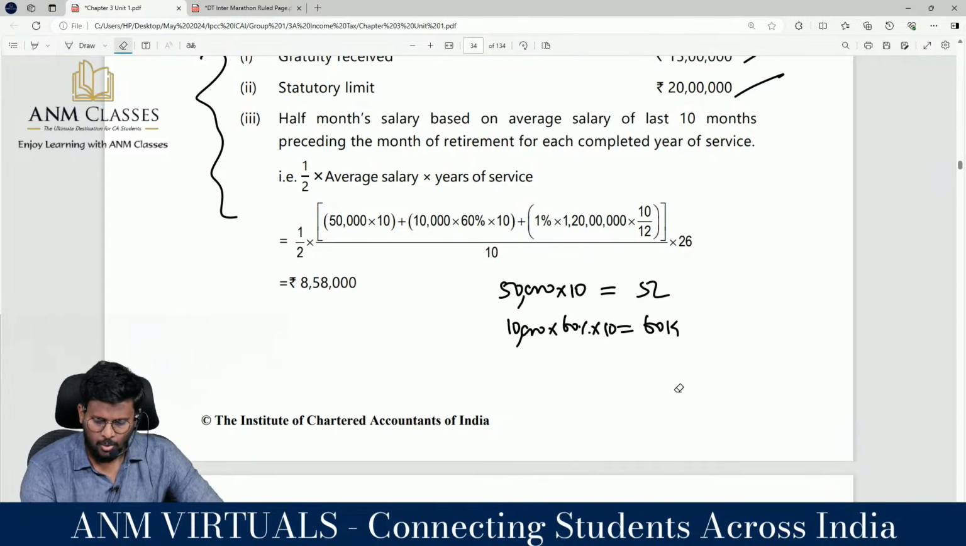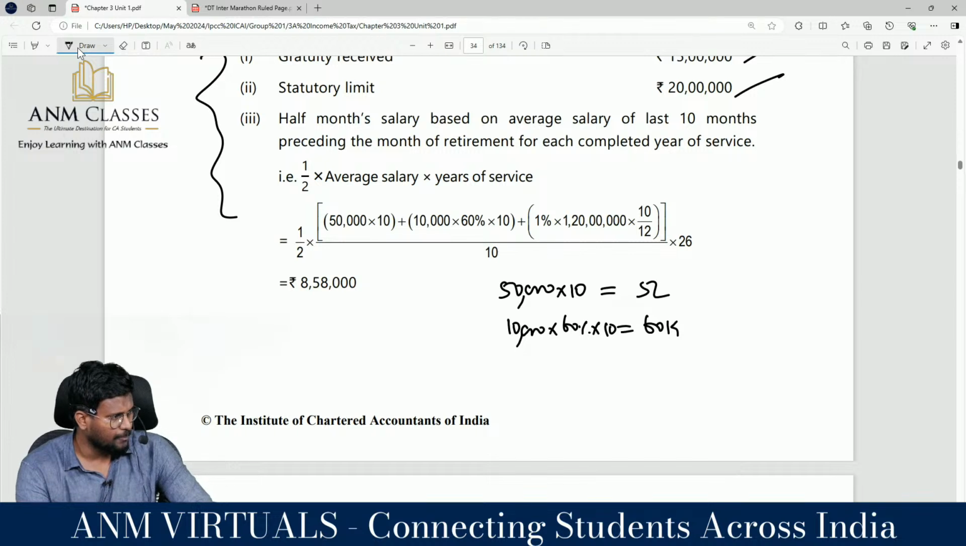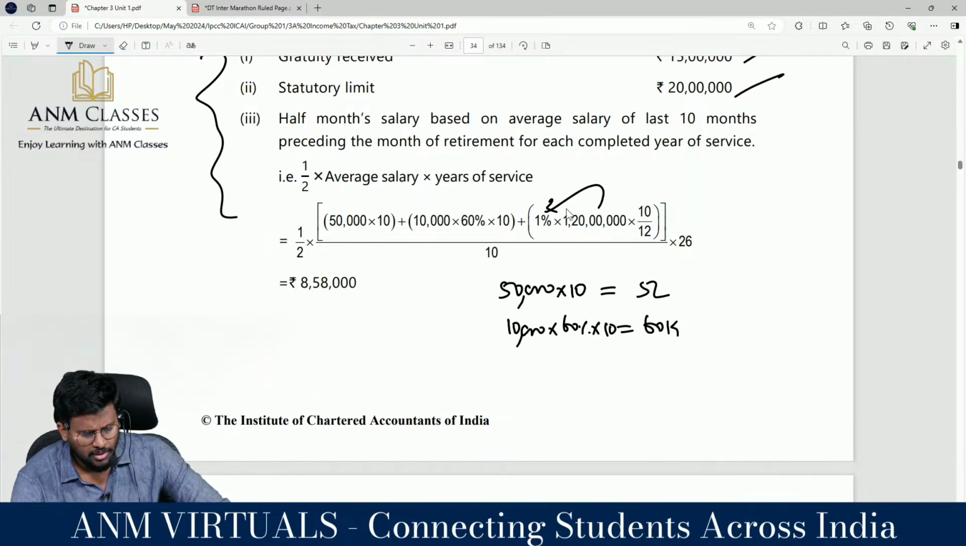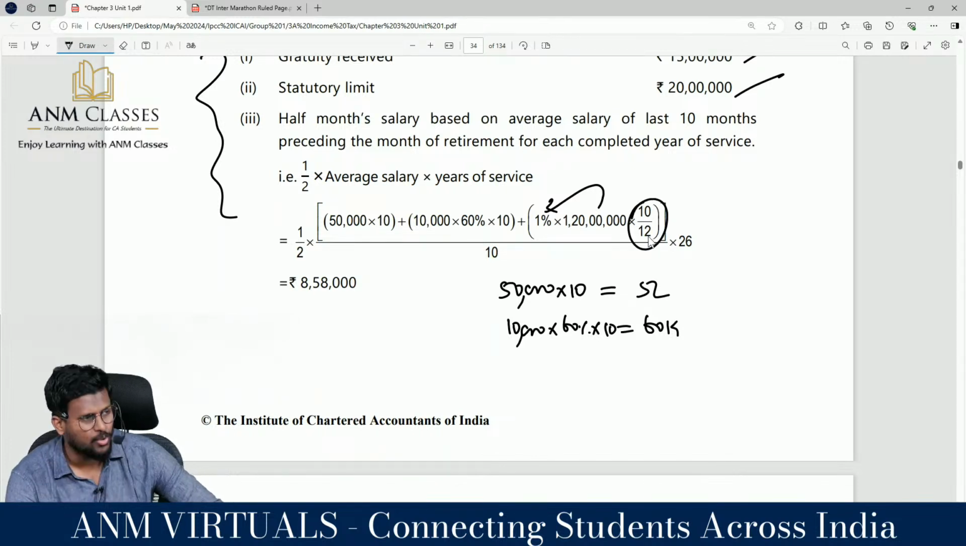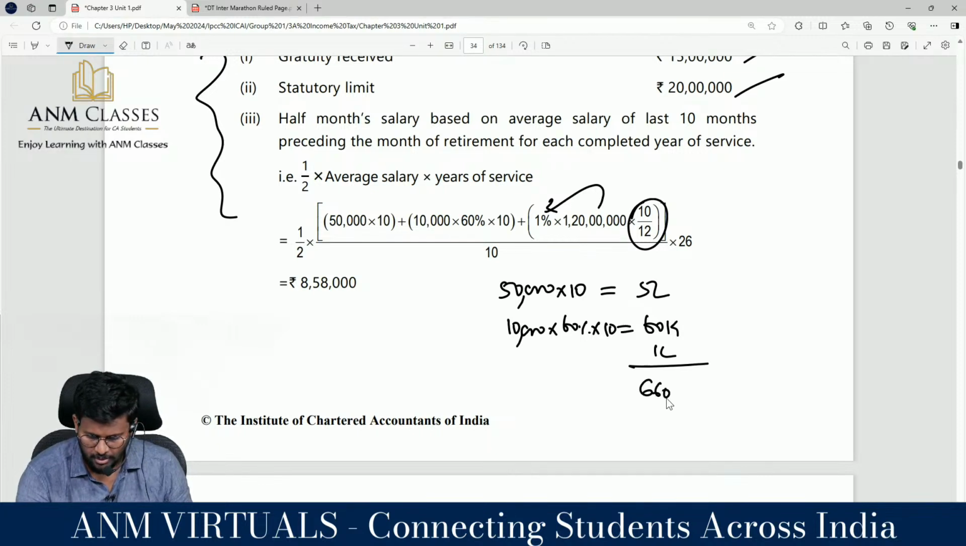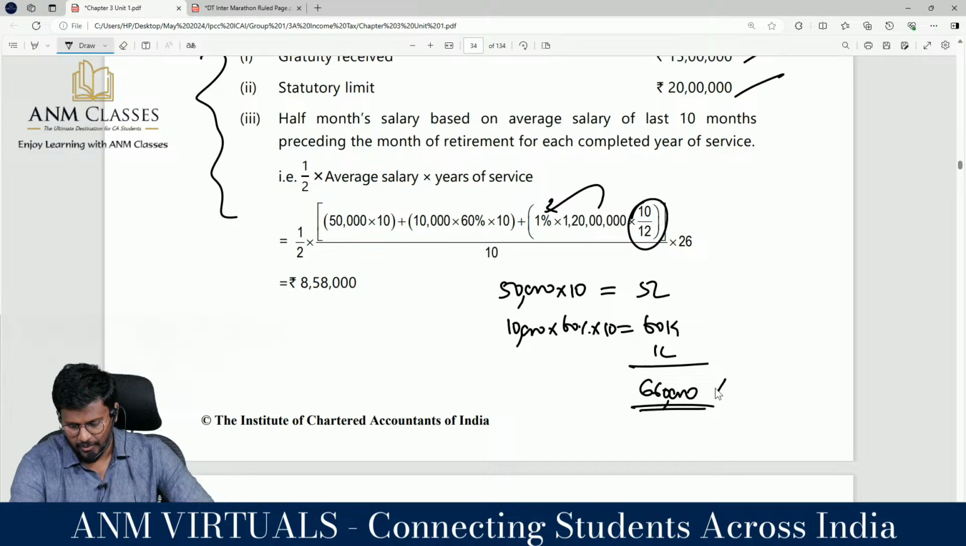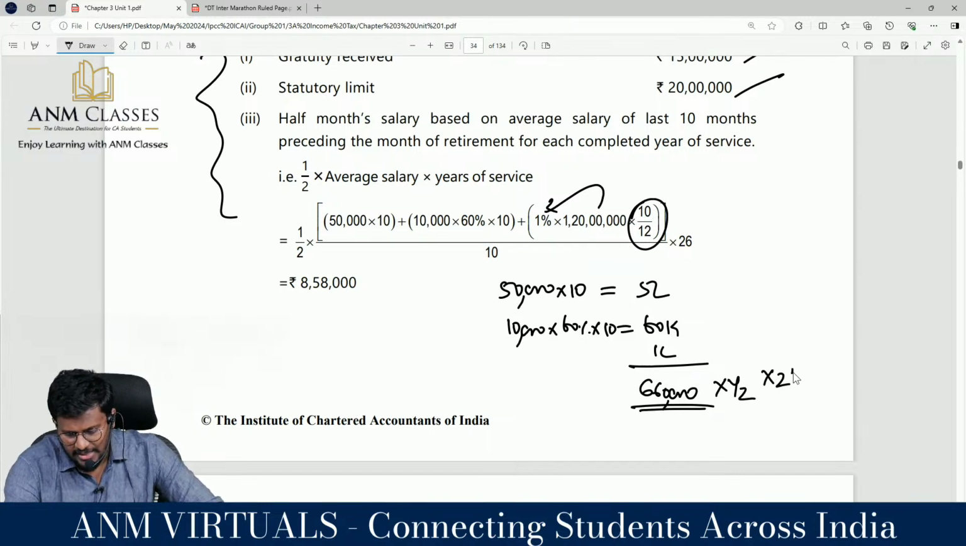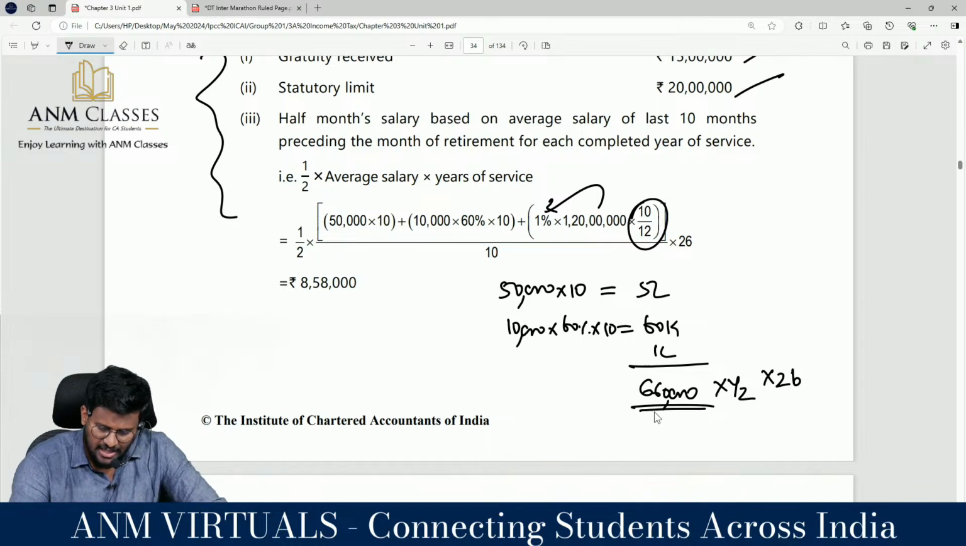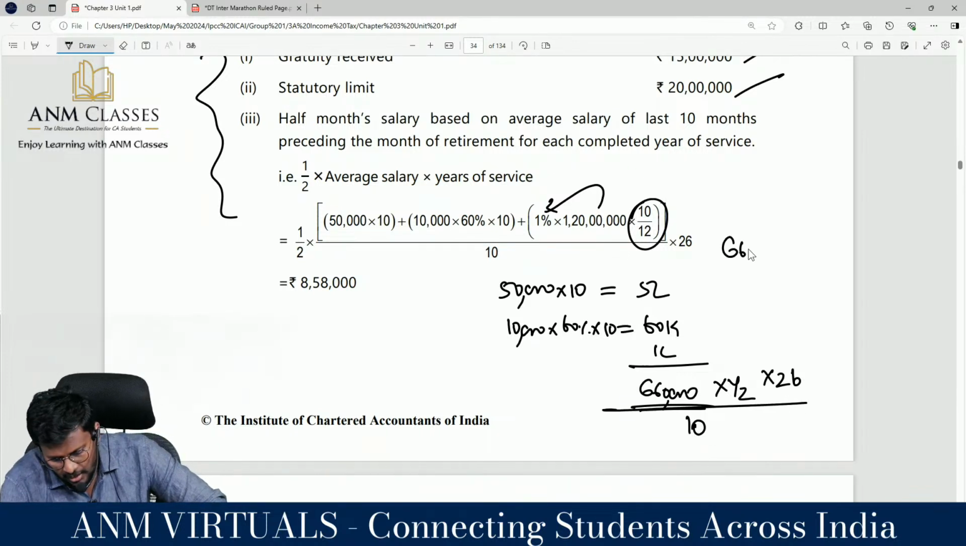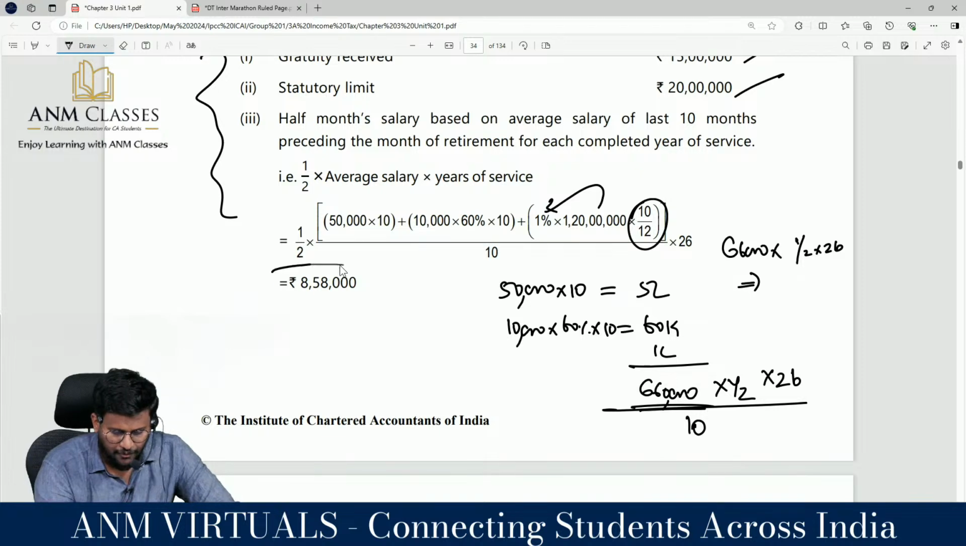Plus there is commission. Yes sir. What is the turnover? 1 crore 20 lakhs. That is for what percent? 1%. That is for how many months? But I don't want it for the last few months' salary. Up into 10 by 12 gives 1 lakh total. 6 lakh 60,000, right? Yes sir. Into 1/2? Yes sir. Into 26? Divided by 10, 6 lakh 60,000, the average 66,000 into 1/2 into 26 comes to 8 lakh 50,000.